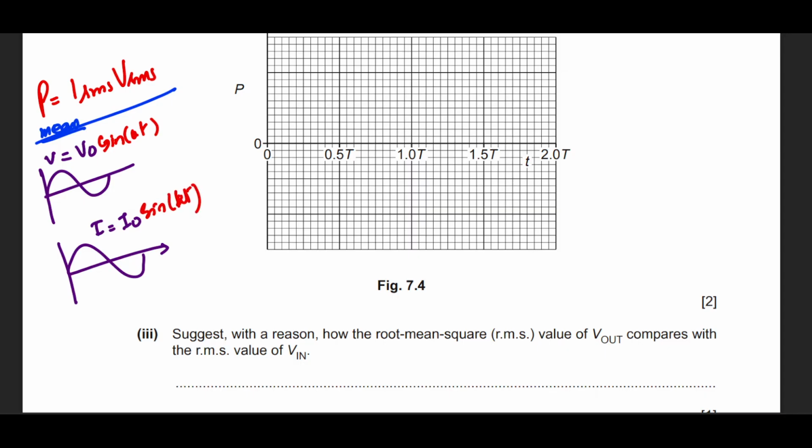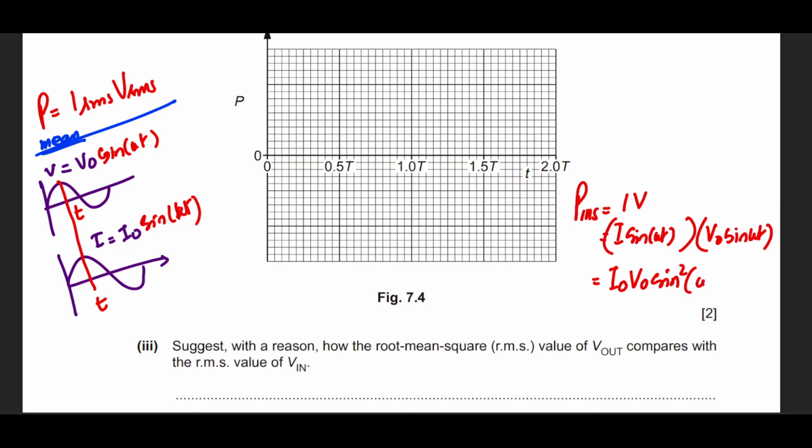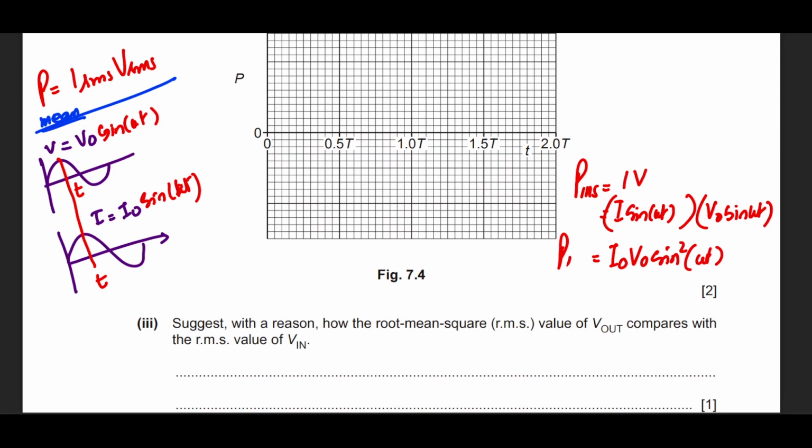Now, if I choose a certain time of my choice, let's say this time t for both of them, and I wanted to find out the instantaneous power, P instantaneous, then that would have been I and V. I would have been I naught sine of omega t of my choice, and then V would have been V naught sine omega t. When I open this up, it becomes I naught V naught sine square of omega t. So this is the instantaneous power.